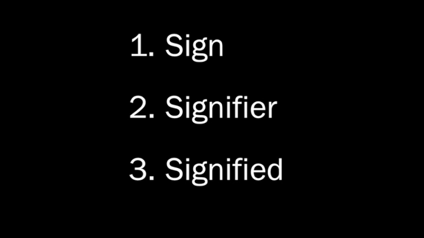Let's talk about semiotic literary criticism. Semiotics is all about signs, symbols, and language. The first step in understanding how to apply this criticism is to grasp the three important components of the sign: sign, signifier, and signified. Here are the definitions.